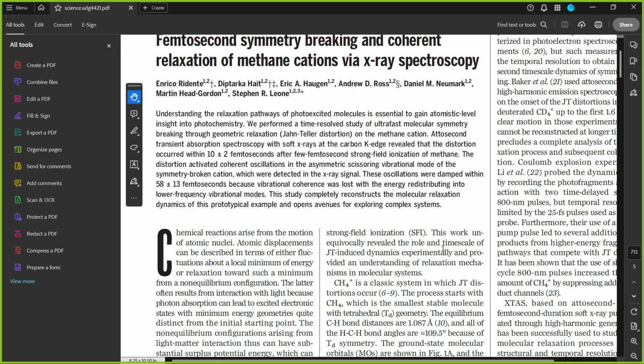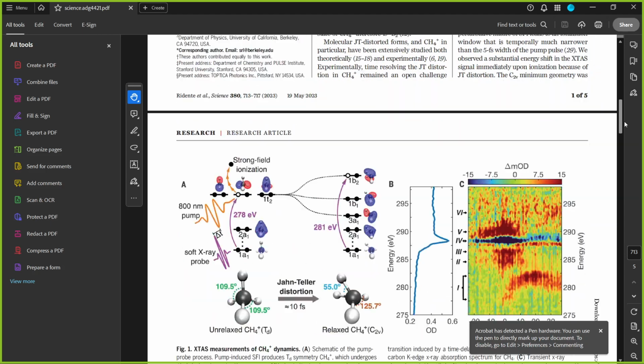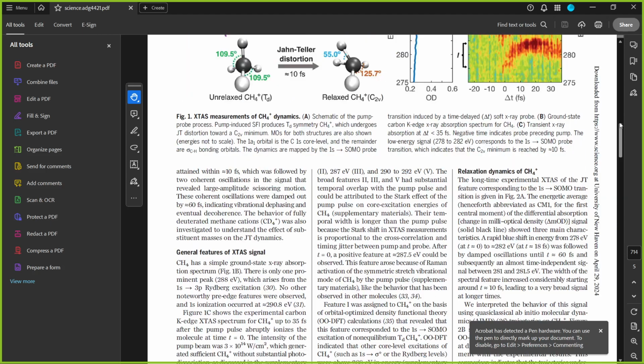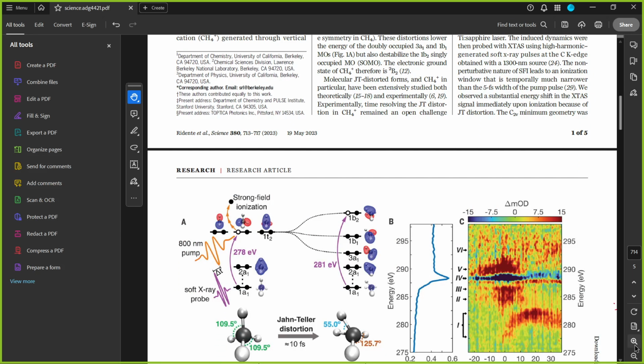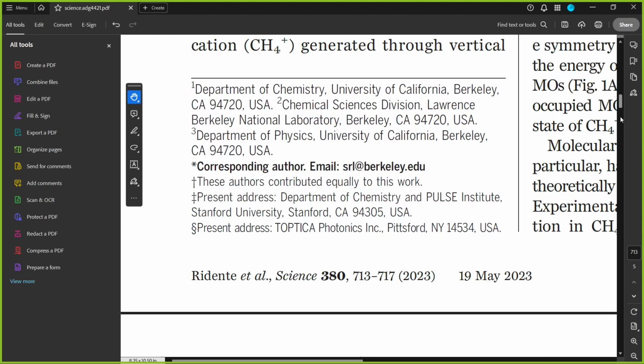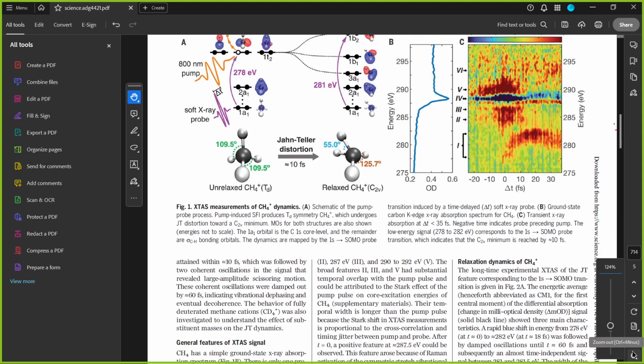And let me show you what they do with these X-rays. What they've done is they've taken methane and ionized it. Here's an orbital scheme for methane, regular old methane here. What they've done is they've taken methane and removed an electron from it. Let me draw it really quickly. Maybe it's better if I just take this picture and put it in my presentation instead. Let me just do that really quickly.